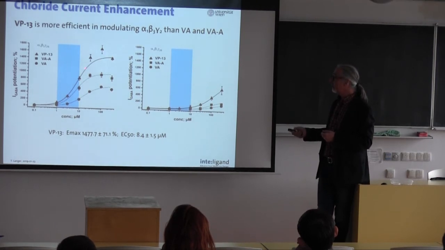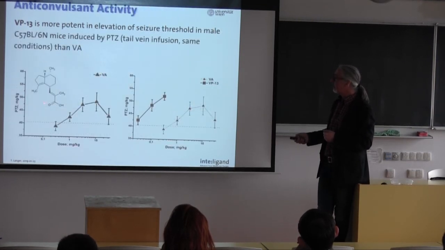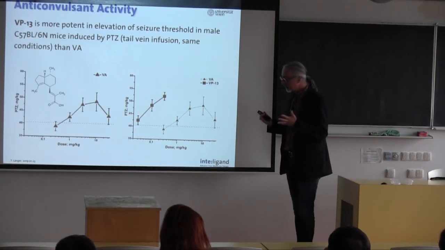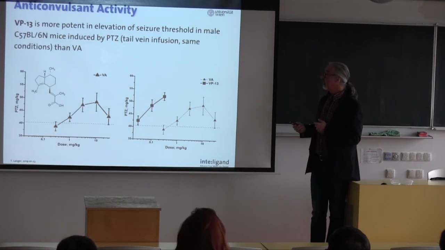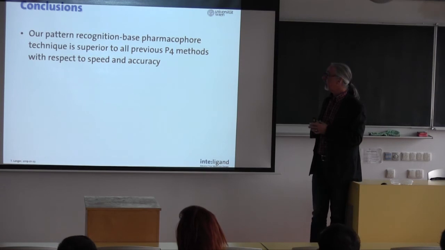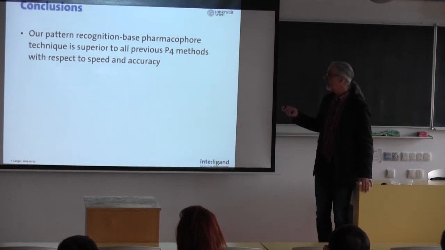Both showing the Vmax here, Emax, and also the elevation of the seizure threshold in mice compared to the valerianic acid here, and this is at a much lower concentration. You get a higher affinity, higher activity in vivo for avoiding seizures. So as anticonvulsant. So I want to conclude here this lecture with these few key messages.